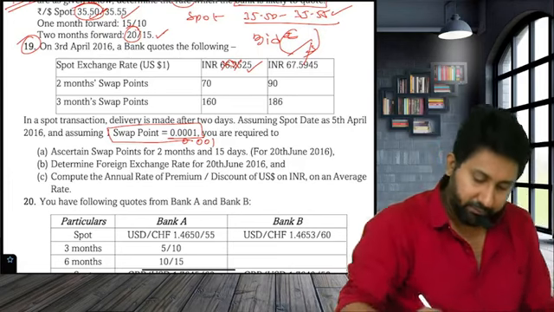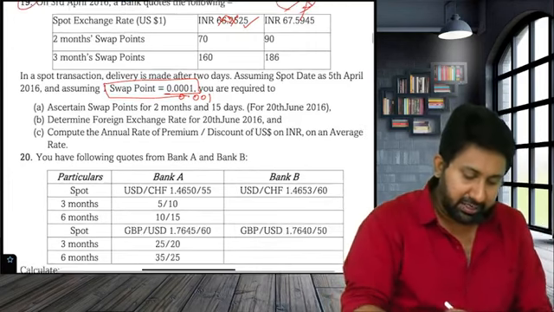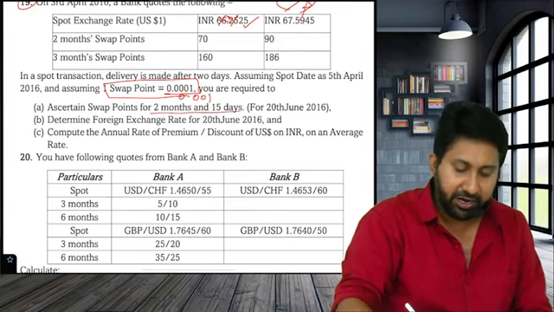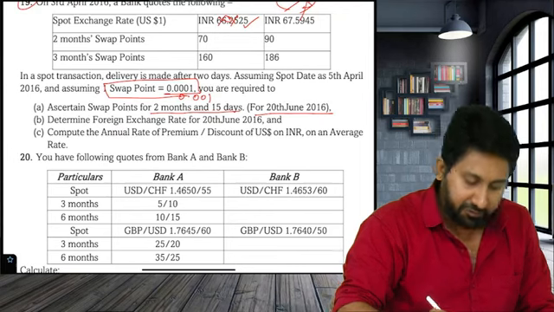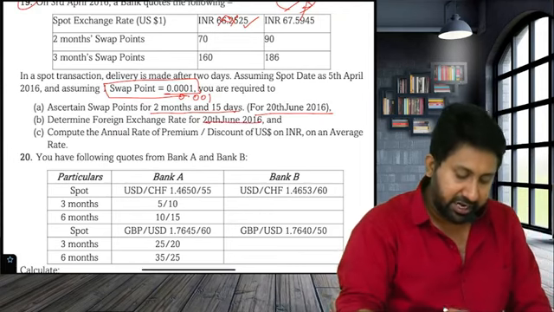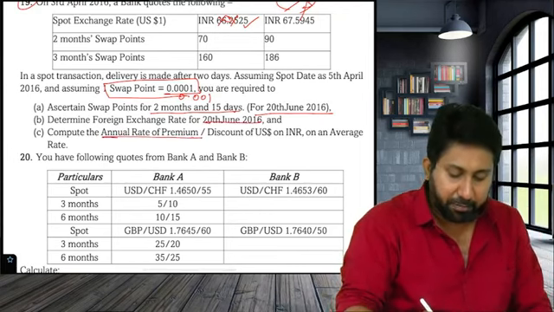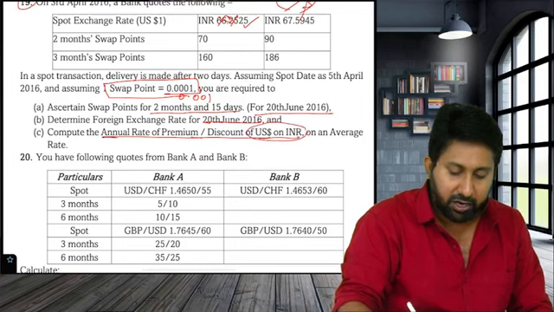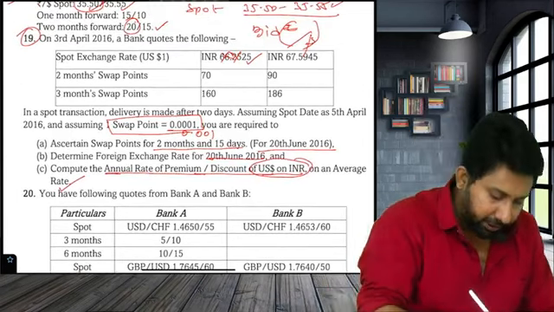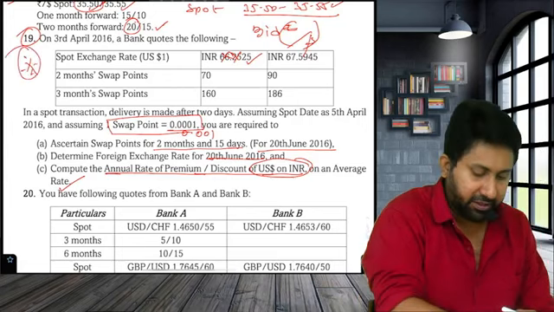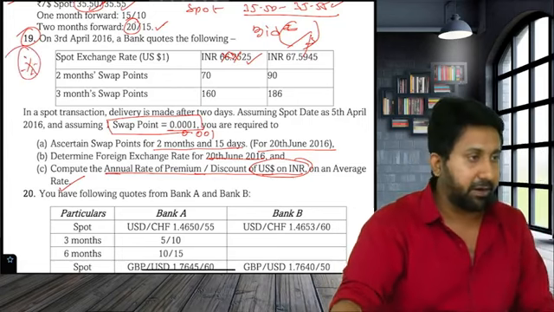Now you are required to ascertain swap points for 2 months and 15 days. That means on 20th June. Determine the foreign exchange rate for 20th June 2016 and calculate the annual rate of premium or discount of US dollar and INR on an average rate. One very important question, mark it important for the exam. A similar question can get repeated once again.